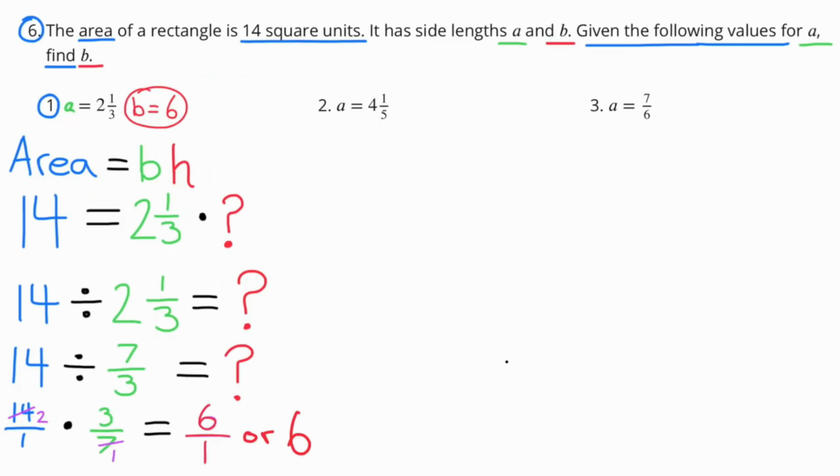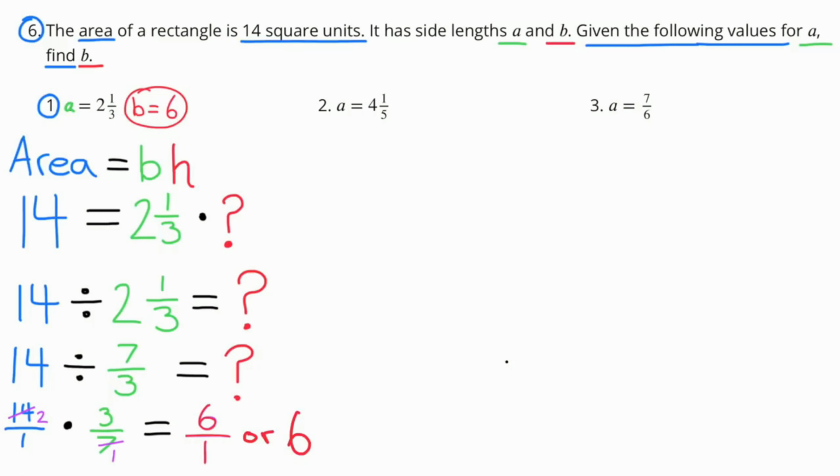Number 6. The area of a rectangle is 14 square units. It has side lengths A and B. Given the following values for A, find B. Number 1. A equals 2 1/3. So remember, the area equals base times height, and they gave us the area, which was 14. So 14 equals 2 1/3 times the height, or 2 1/3 times the unknown number. 14 divided by 2 1/3 would give us the unknown number.